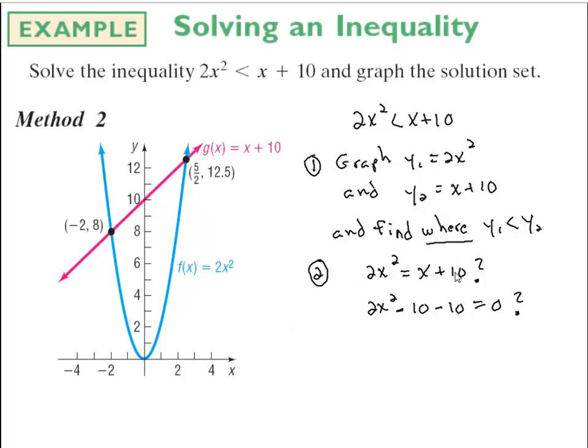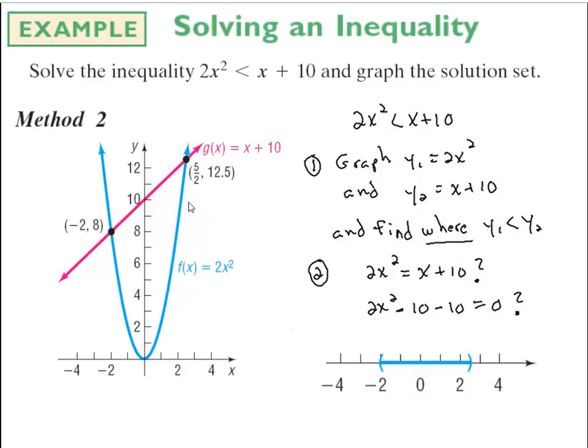Now when I subtract x and subtract 10 to the left, I'm solving, oops, that's a typo. I'm solving 2x squared minus x minus 10 equal to 0. So let me fix that real quick. This should say minus x minus 10 equal to 0. Now, if I solve 2x squared minus x minus 10 equal to 0, I get those two solutions, negative 2 and 5 halves. And this gives me the same solution as we got using the first method.